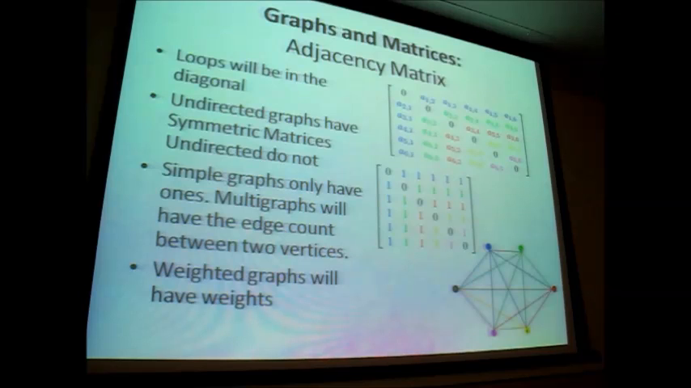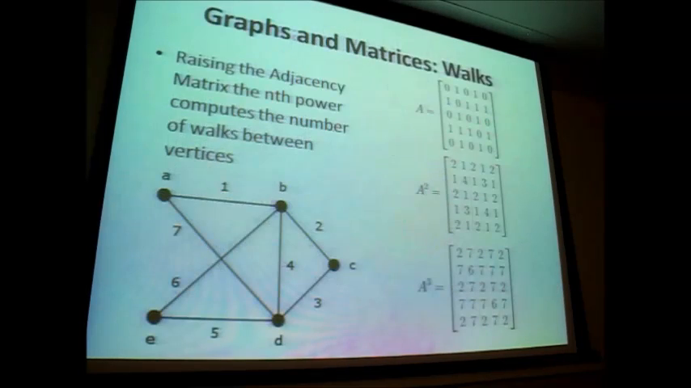So simple graphs always have ones, but multigraphs would have the number of edges. If you had loops on your edges, you'd have values in here on the adjacency matrix. And if you were dealing with a weighted graph, you'd just put the weights in instead of 1. So you can think of an unweighted graph as a weighted graph where all the values are 1.